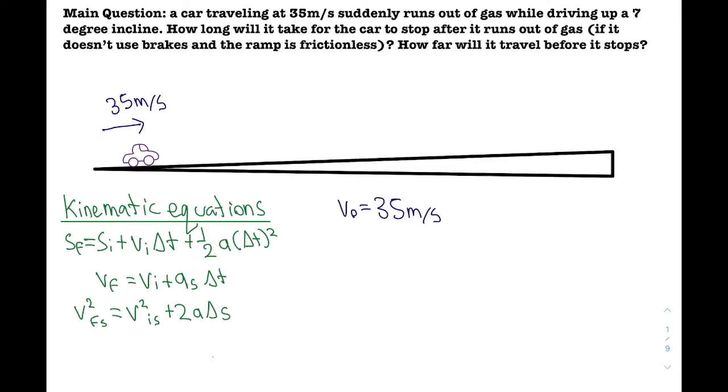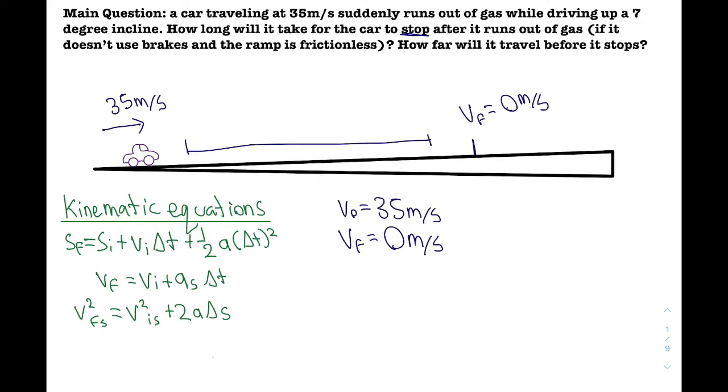And what we also know is we have to find the time and the distance when the velocity becomes 0 meters per second, because we're finding it for when the car stops completely. So we have V final equals 0 meters per second. We also have the acceleration, which is usually in the format plus or minus g sine theta.